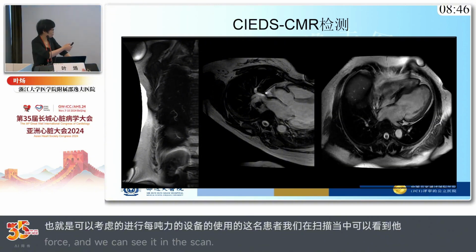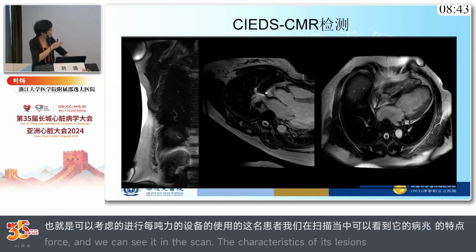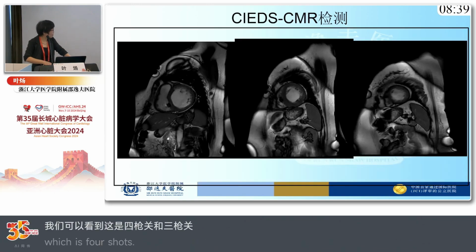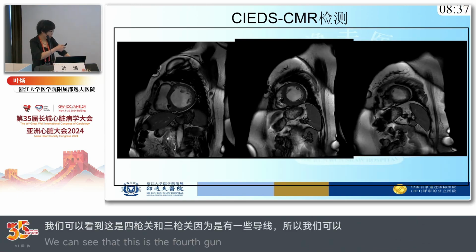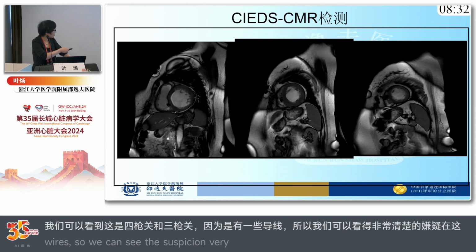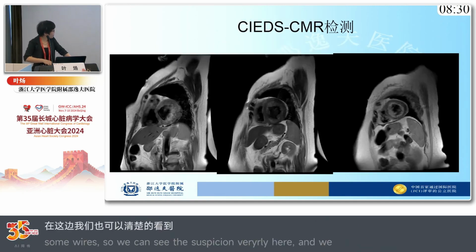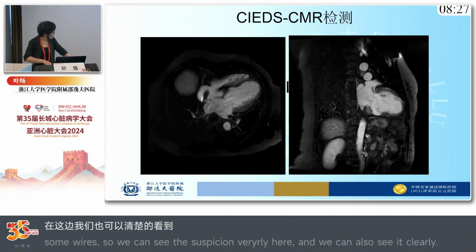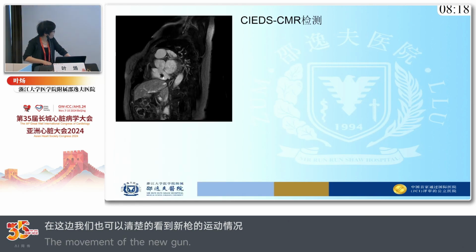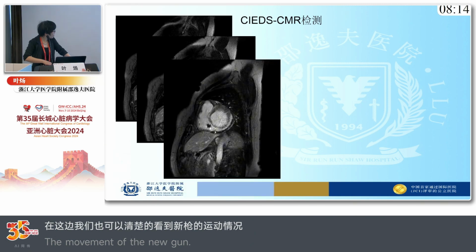This is the 4-chamber and the 3-chamber view, and because of the lead there are some artifacts. You can see very clearly. And from the short axis, we also found here a bit of dyspnea, right? We also continue our scanning. And this is LGE, late gadolinium enhancement, and we found LGE enhancement here. Here, see?